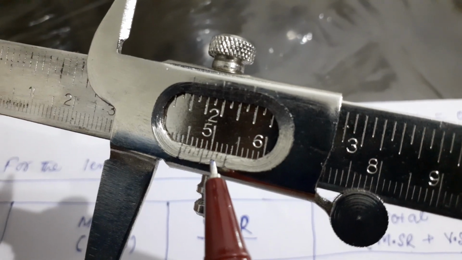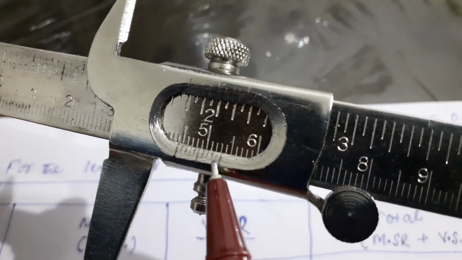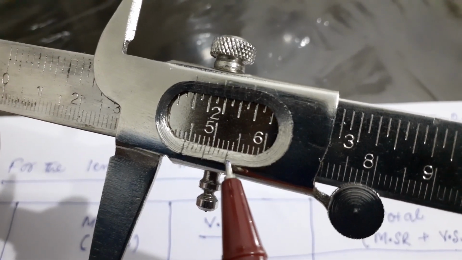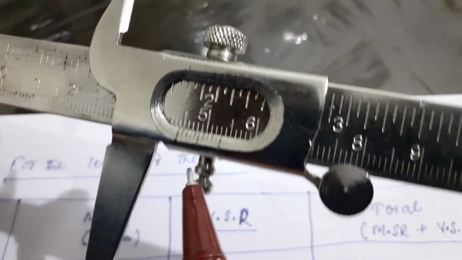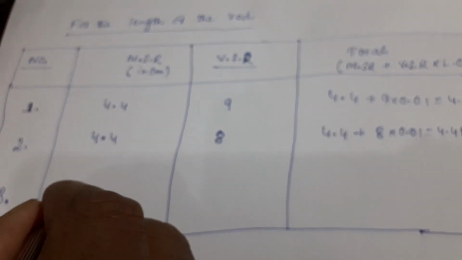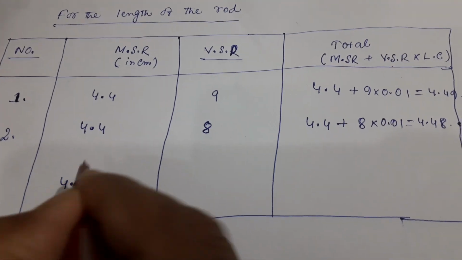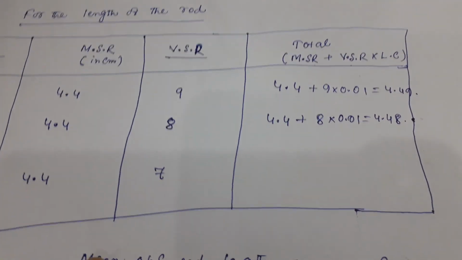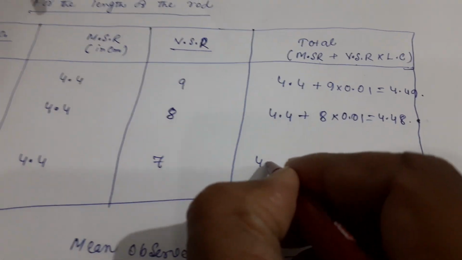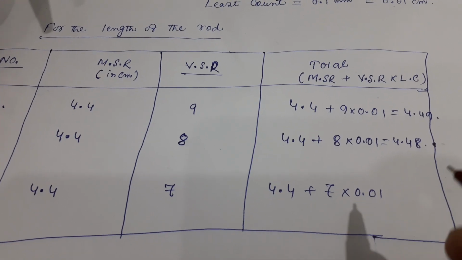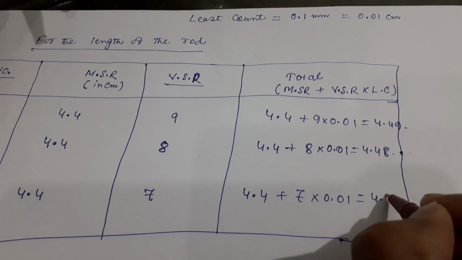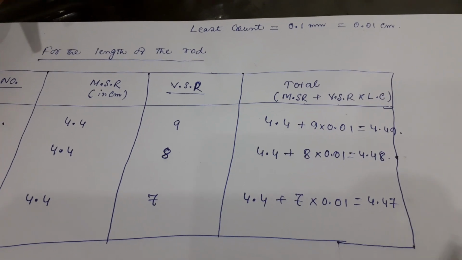So I can see from here, 10, 9, 8, the 7th line is almost matching. So 4.4 is here, and the 7th line is exactly matching with this one. So 4.4 plus 7 into 0.01. So the calculation with the total value will be 4.47.